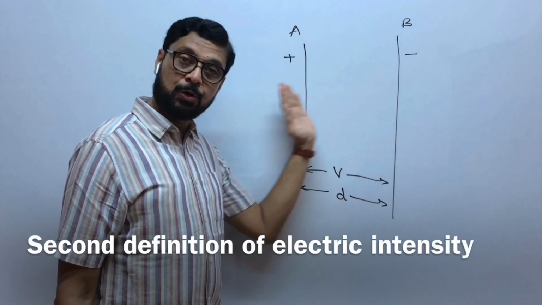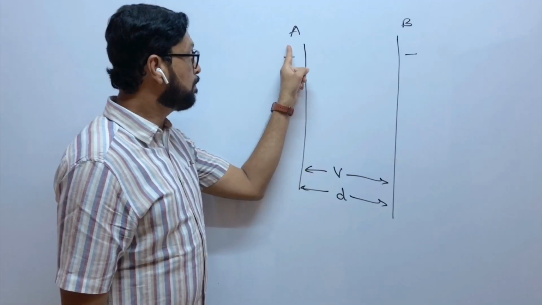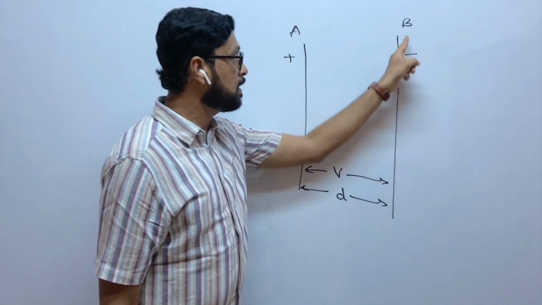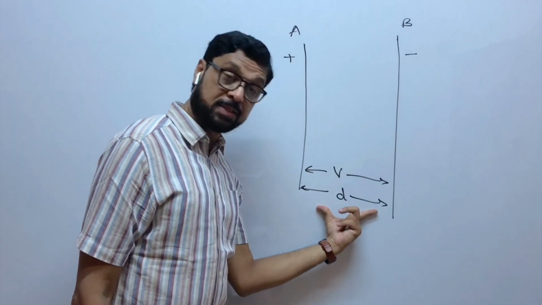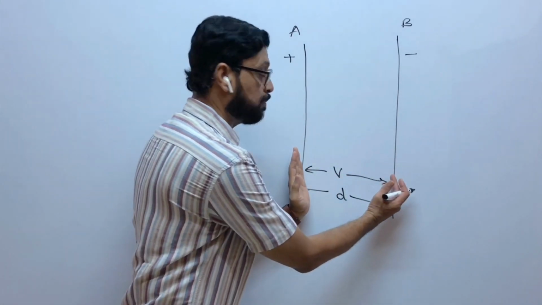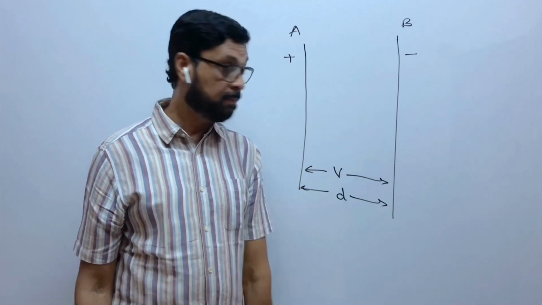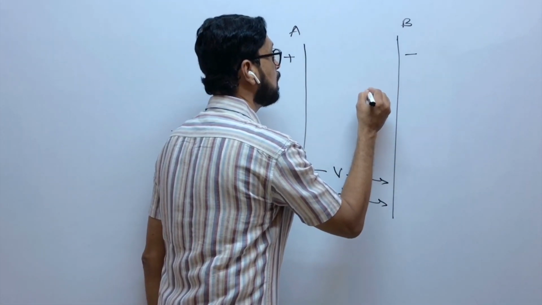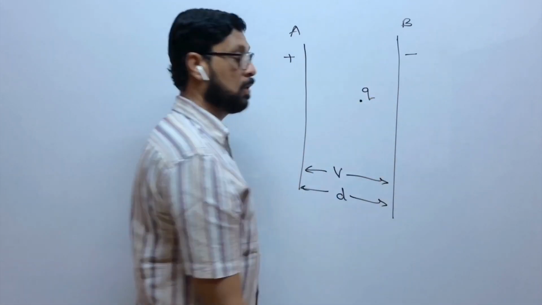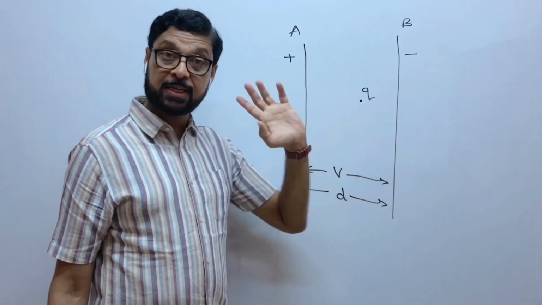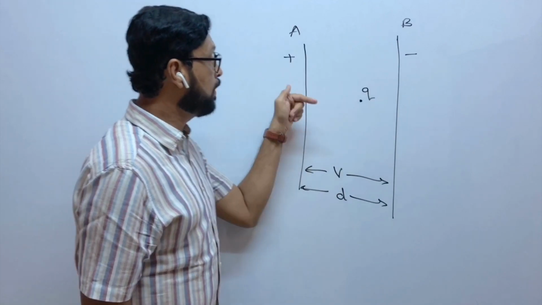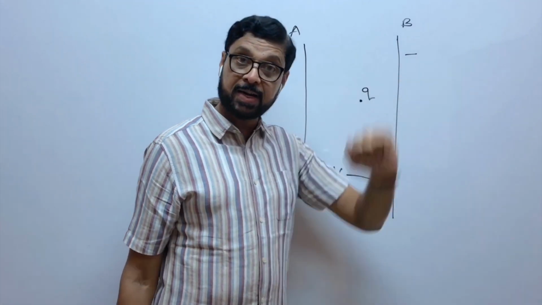These are two parallel plates. Plate A is positively charged, B is negatively charged. The distance between the two plates is d, and the potential difference between these two plates is V. If a charge Q is in this space, this charge will experience a force. A will repel it, B will attract it.